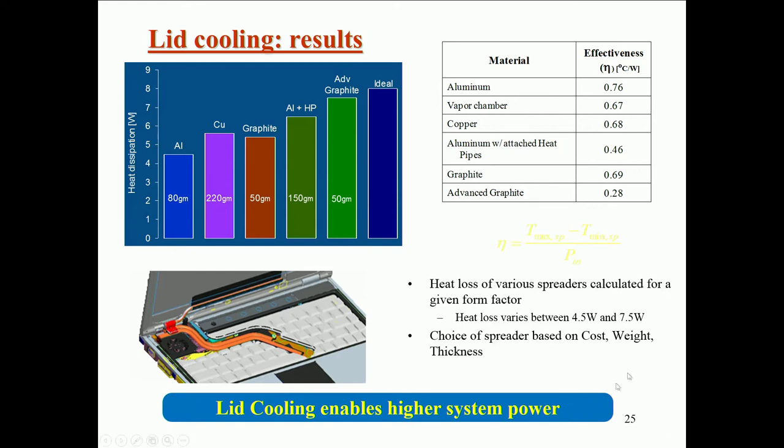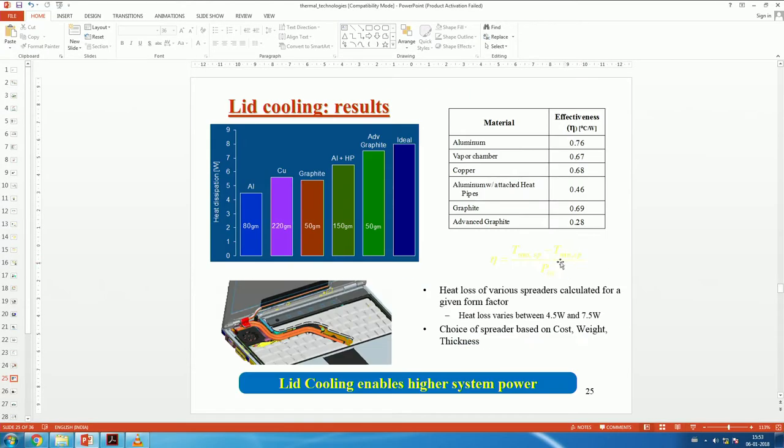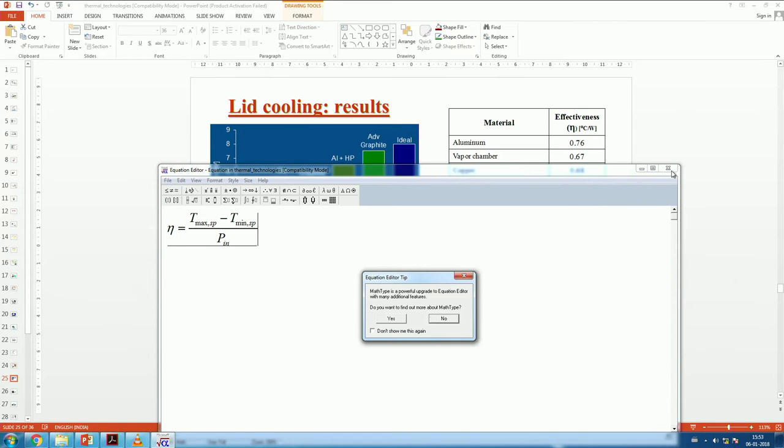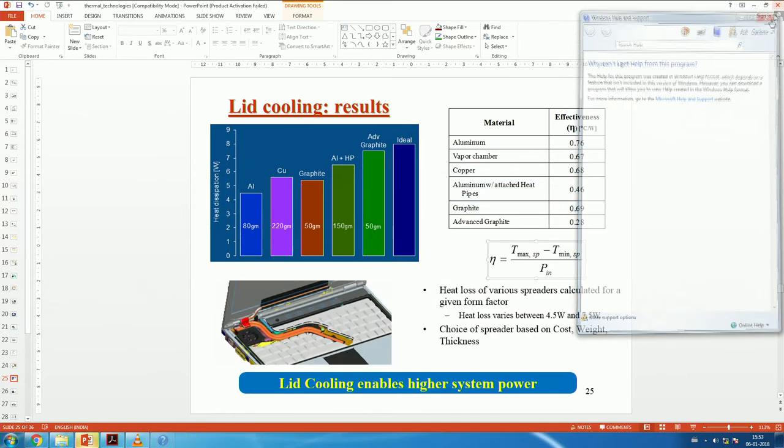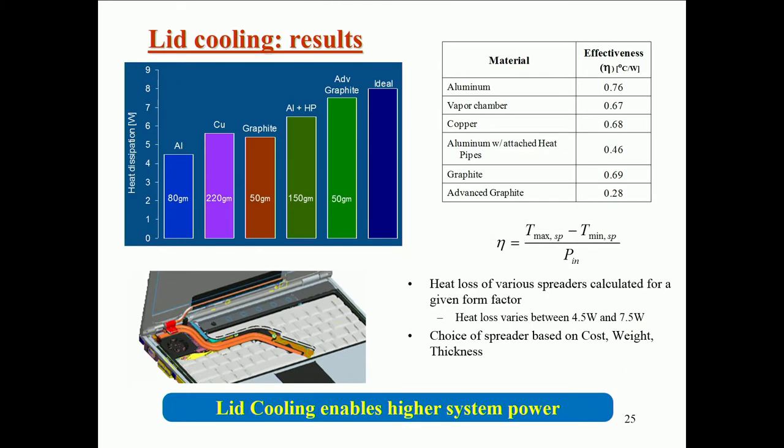Okay. I do not know why this yellow is coming back again and again, sorry, okay, now it is black. We tried out different materials from aluminum to copper to graphite and several others. And depending on the materials, as I said, we were able to show 7 to 15 watts of additional cooling. This is an effectiveness parameter that we developed, in degree C per watt.